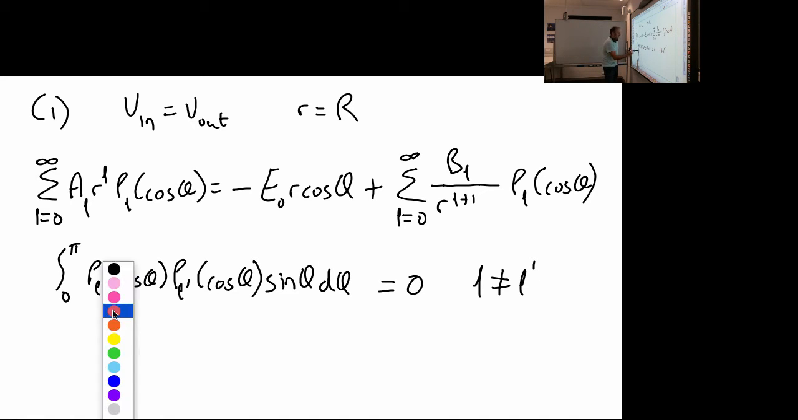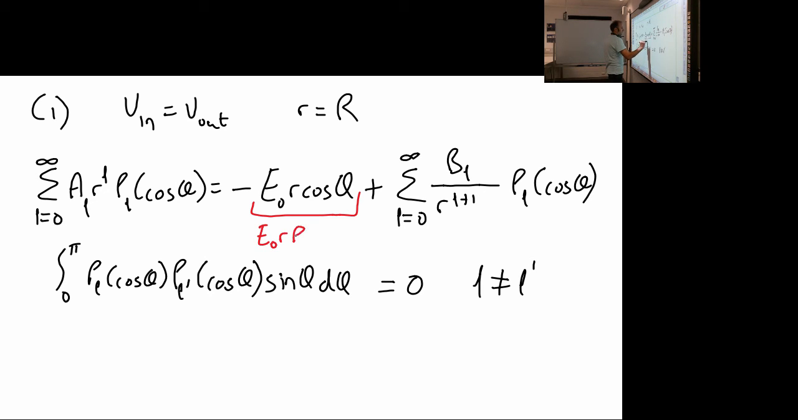Now, one thing I should mention is that this expression here could be written out in terms of a Legendre polynomial, and it would be given by E naught P1 of cos theta. Okay, so now let's look at this for when L does not equal 1. Well, when L does not equal 1, this term here is going to equal 0.